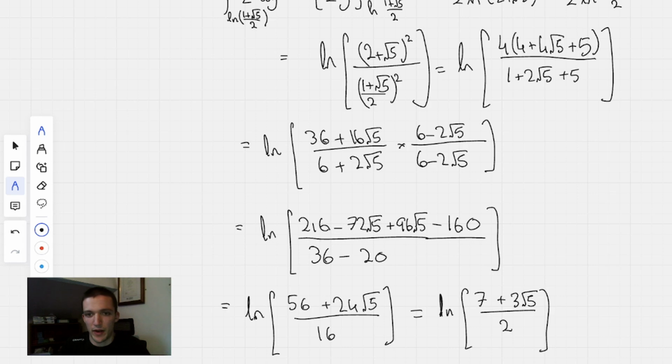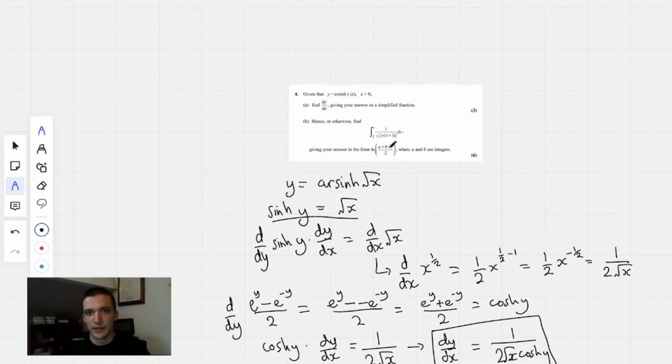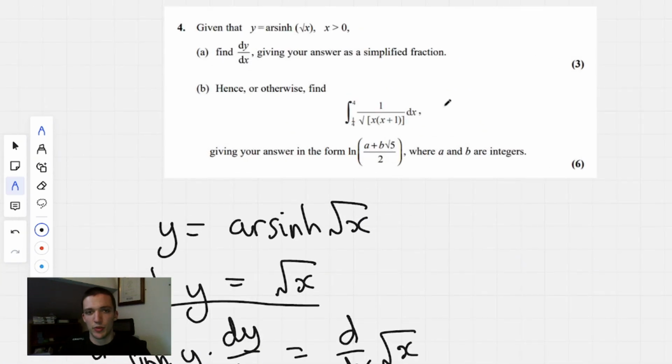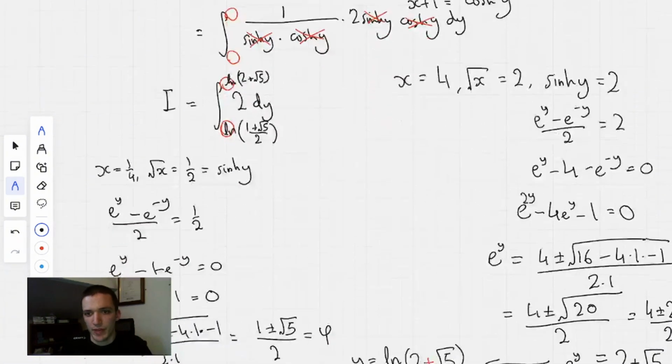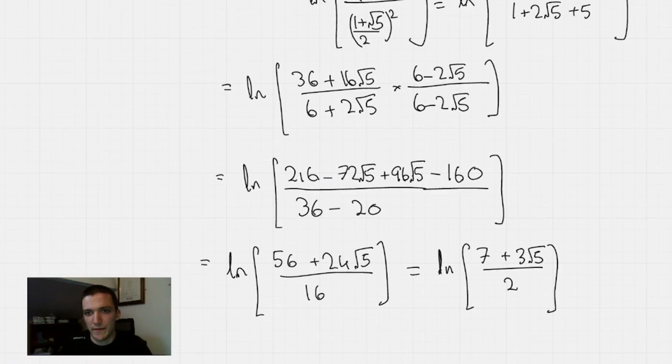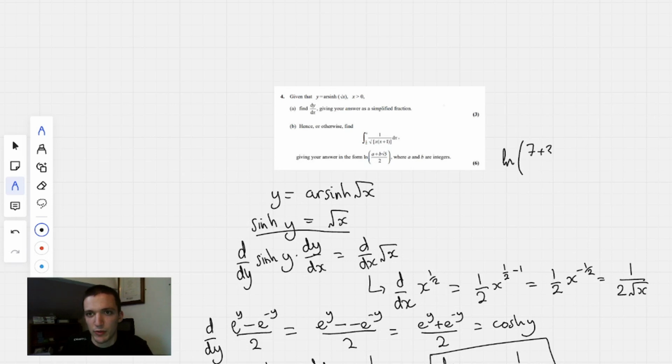That is our final answer for this problem up here, which was, just to remind us, the integral from 1/4 to 4 of 1 over the square root of x, x plus 1. They wanted it in the form ln a plus b root 5 over 2. We have it ln of, what was it we had again? It was 7 plus 3 root 5 over 2, which is exactly the form that they wanted. 7 plus 3 root 5 over 2. Therefore, a is 7, b is 3, and 2 is 2.